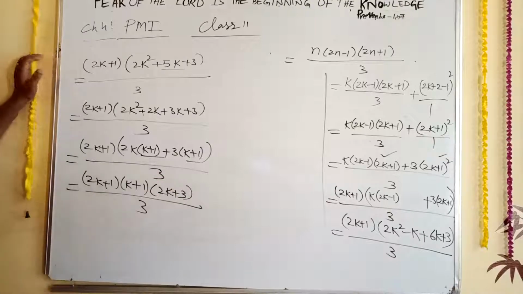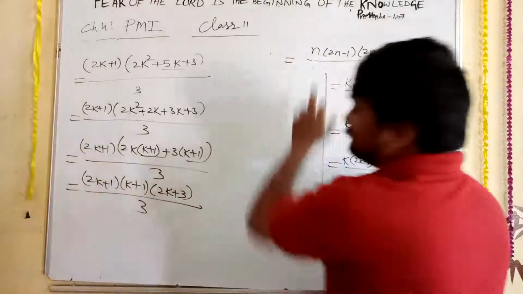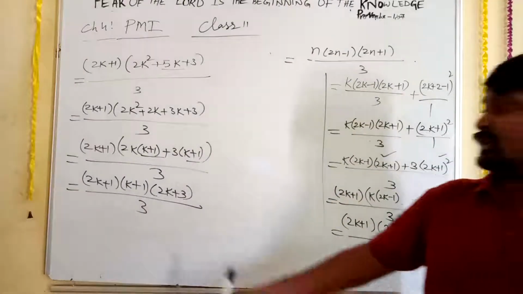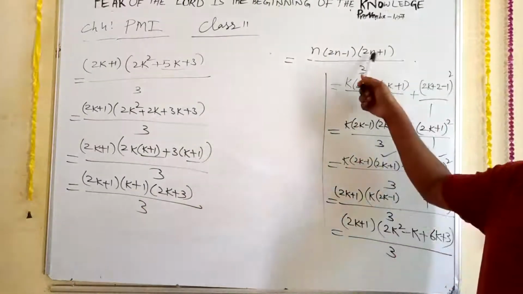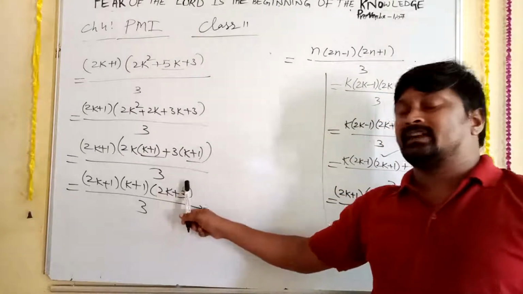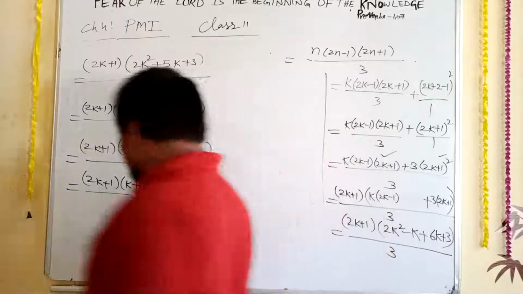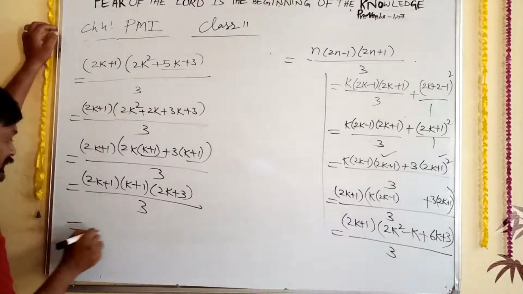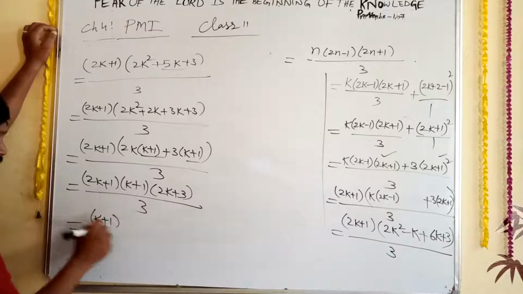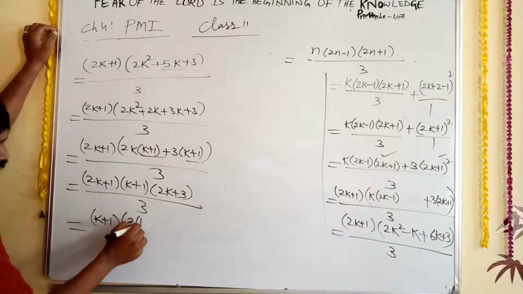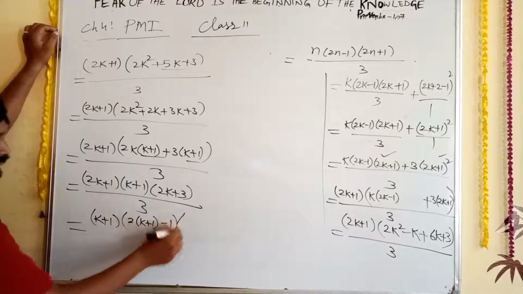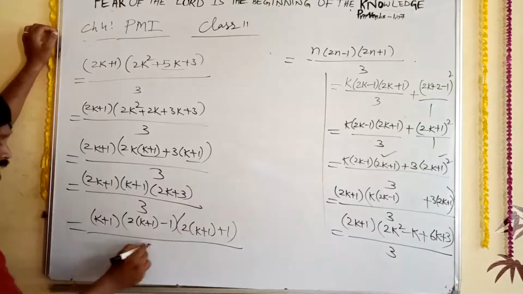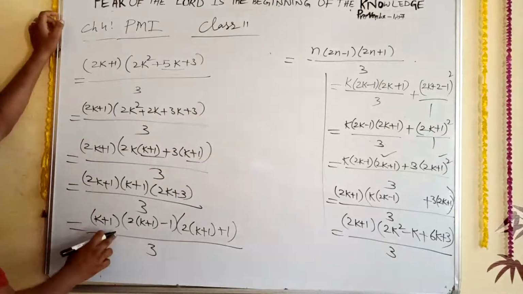This is nothing but n into (2n minus 1)(2n plus 1) upon 3, where n is k plus 1. Then 2n minus 1 means we are going to get 2k plus 1, and 2n plus 1 is nothing but 2k plus 3. So wherever n is there, you got k plus 1. If you want, let us check here. k plus 1 as it is I'll write. Second one is 2 into (k plus 1) minus 1. Next one, 2 into (k plus 1) plus 1. Check now whether wherever n is there, you got k plus 1 or not.